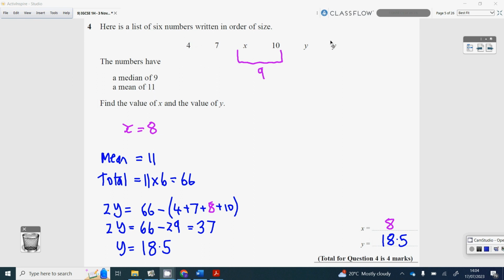So I know these 6 numbers add up to 66, and I know that 4 of them are 4, 7, 8 and 10. So 66 take away those 4 numbers added together, which is 29. 66 take away 29 is 37. So these two y values together have got to equal 37. So obviously they're both the same value, so halve it to work out what each of them is. Half of 37 is 18.5.